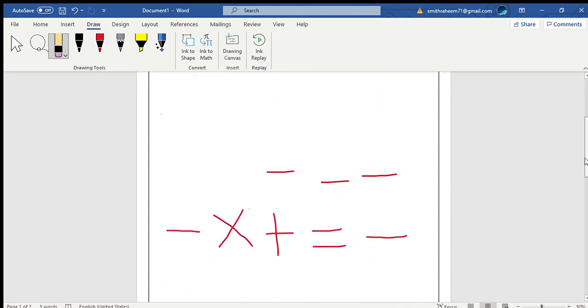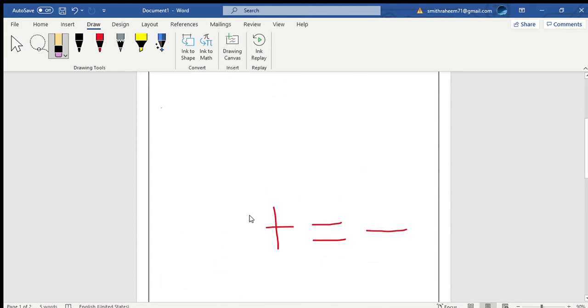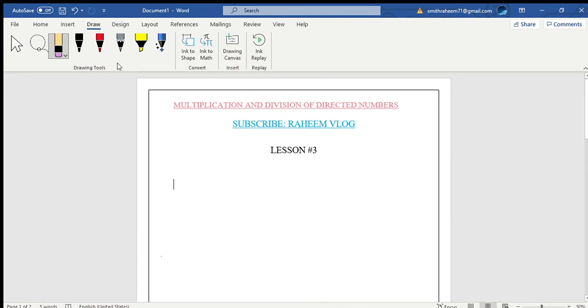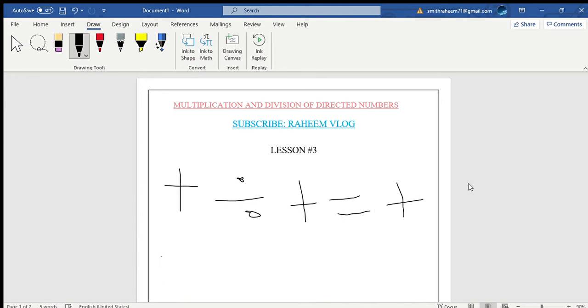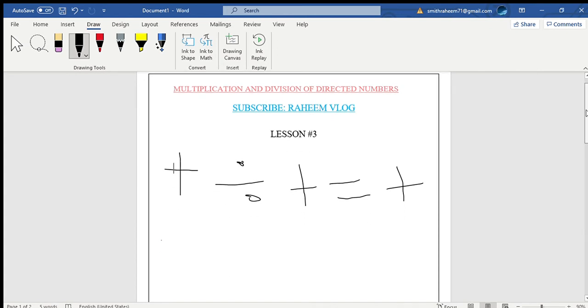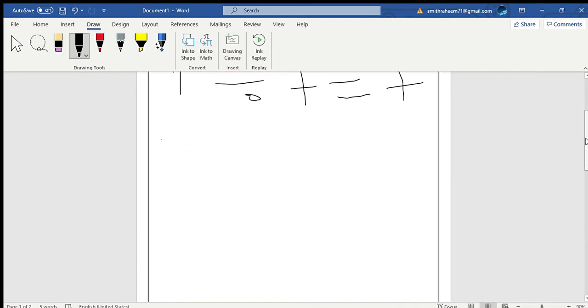Alright, so we're erasing this and we're going to go to the division. So the division rule states that positive divided by a positive equals a positive. So that's the first one. A positive divided by a positive, your answer will be a positive.